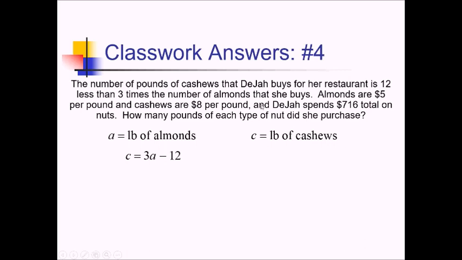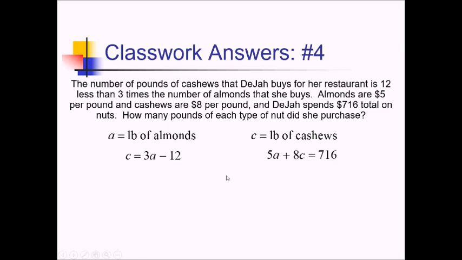We're going to use this information down here about how much each type of nut is worth per pound and how much total Deja spends on these nuts. So the $716, this is made up of the value of the almonds plus the value of the cashews. The value of the almonds is going to be the $5 per pound, $5 times the number of almonds, times A. So 5A, that tells us how much all the almonds cost us. And we're going to add to that the cost of the cashews, which is going to be 8 times the number of pounds of those, so 8 times C. And if we add all that together, that should add up to $716. So now we have a system of equations that we can solve.